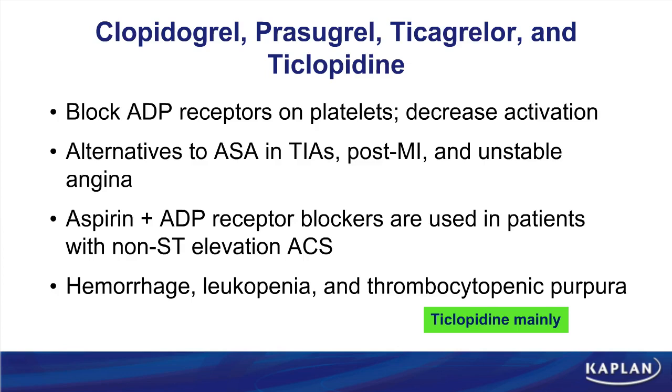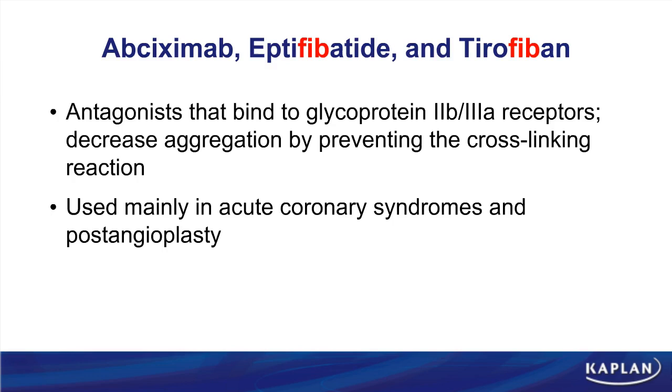We also have the glycoprotein 2B3A receptor blockers. There are three drugs: abciximab, which is the monoclonal antibody targeted to this receptor, and then we have the drugs eptifibatide and tirofiban. You'll notice that I've highlighted the FIB, fib, as part of their name. I actually think that this helps you to remember their mechanism of action.